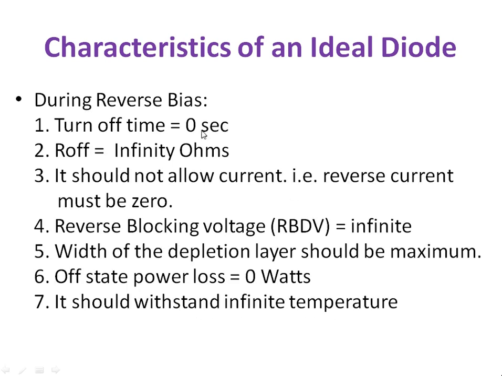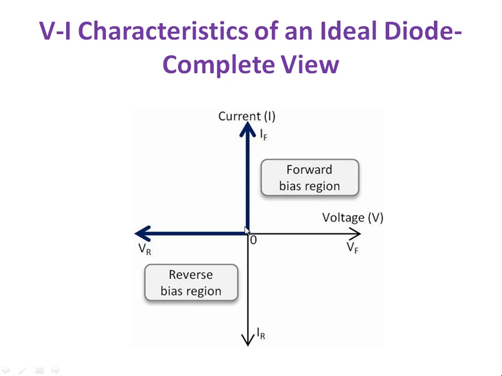So these are the characteristics of the diode during reverse bias. Turn off time equals 0, infinite resistance during the off state, and it should not allow current because it acts as an open circuit. The reverse blocking voltage or reverse breakdown voltage should be infinity. It should withstand an infinite amount of voltage during reverse bias. The width of the depletion layer should be maximum. Off-state power loss equals 0. And it should withstand infinite temperature. So these are the ideal characteristics of a diode. The ideal diode VI characteristics, with voltage and current.